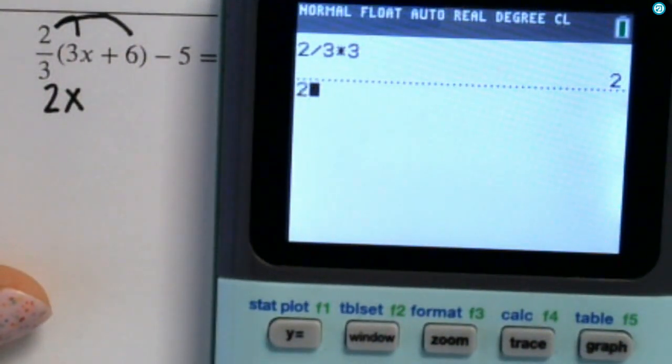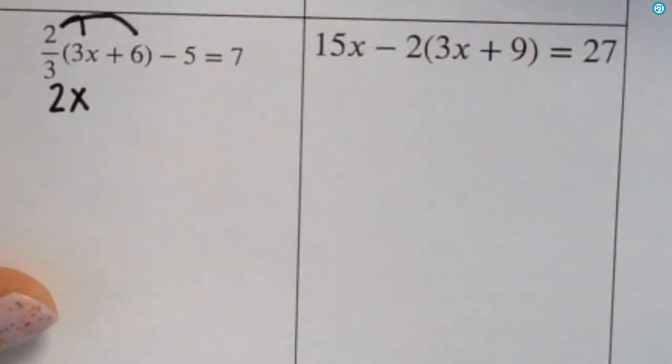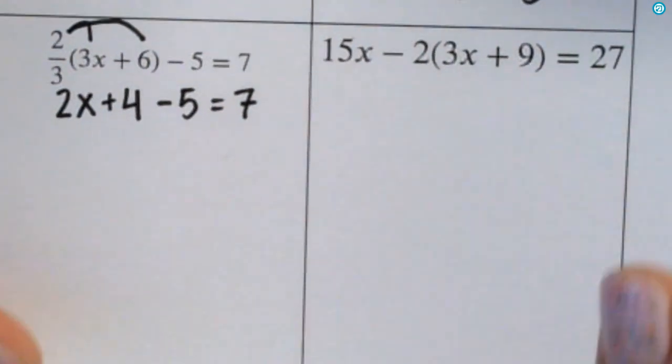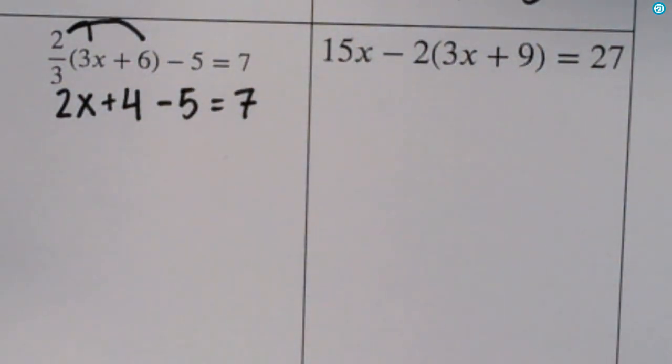And then 2/3 times 6, I would use that same method, 2 divided by 3 times 6, and I would get 4. So now I've got 2x plus 4 minus 5. That is equal to 7 still. So the minus 5 and the equal 7 stayed the same.